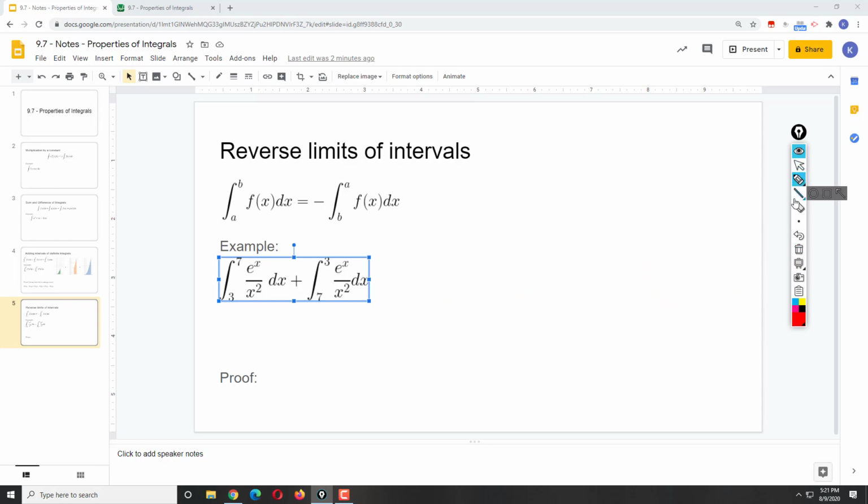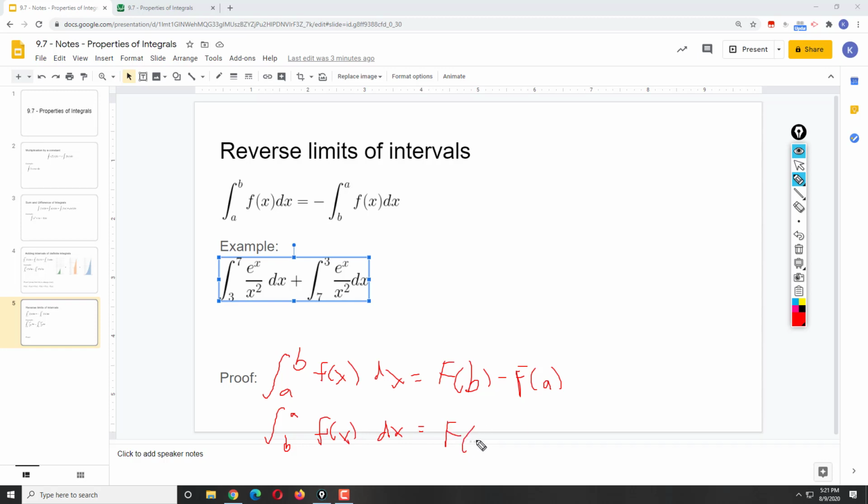Why does it work? Here's the proof. The integral from a to b of f of x dx is just equal to our antiderivative big F of b minus big F of a. The integral from b to a of the same function is equal to our antiderivative at a minus antiderivative at b. So they're opposite of each other. So one is just the other times negative 1. Okay. All right. That's it.